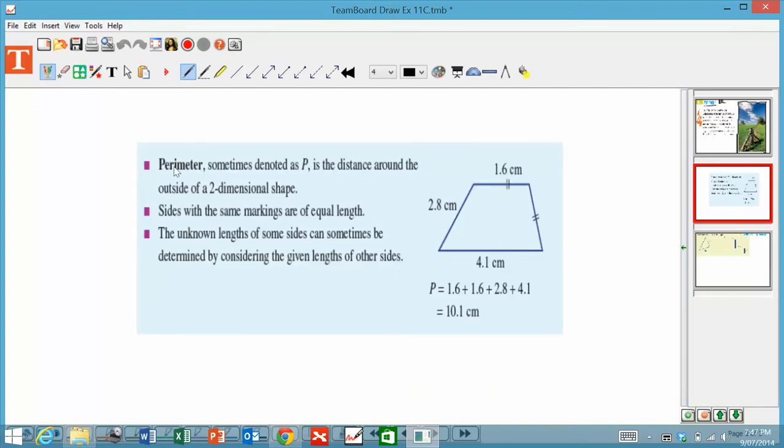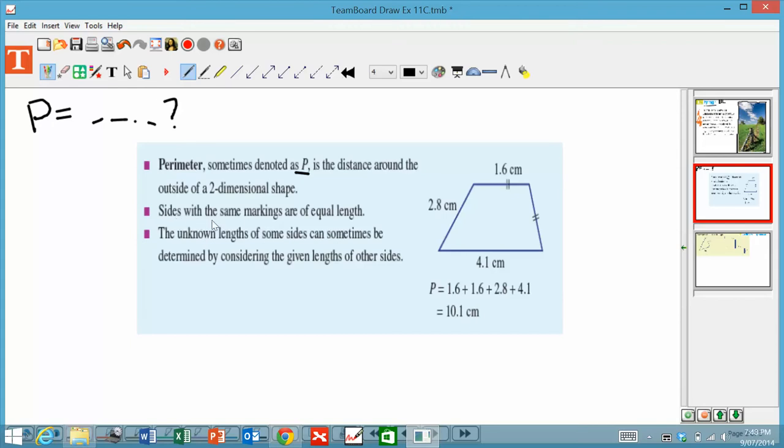Okay, a few little notes. Perimeter is sometimes denoted as P. So when we do perimeter problems, usually we'll say P equals, whatever that may be. So P means perimeter, the distance around the outside of a two-dimensional shape. I'm just repeating it so that hopefully it sinks in a little bit quicker.